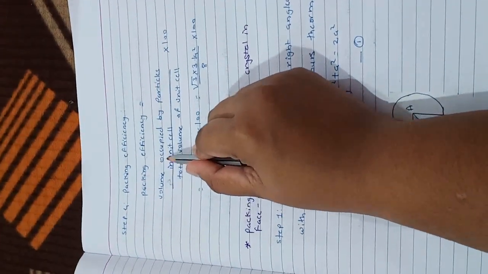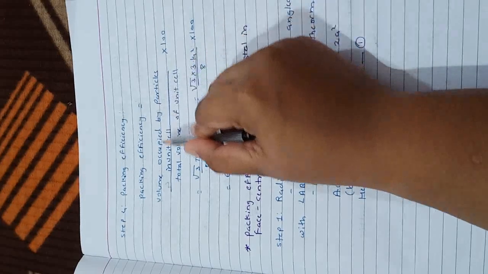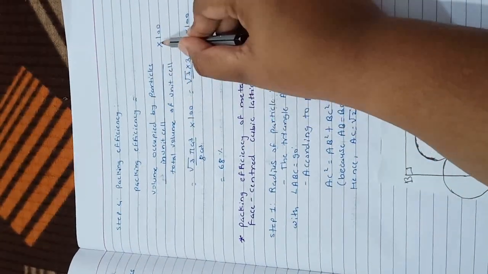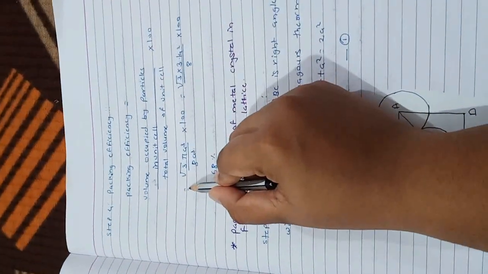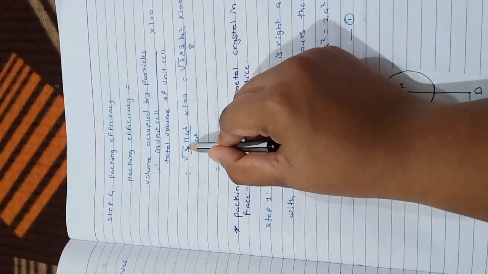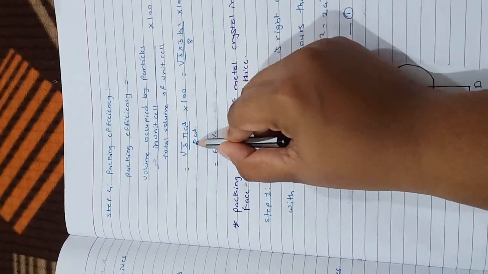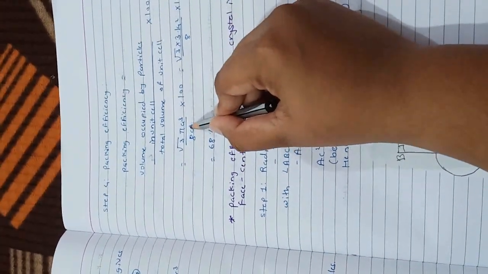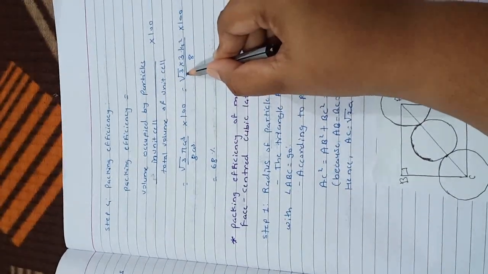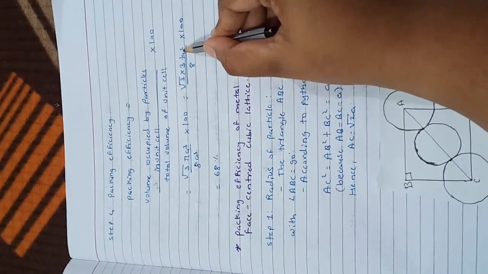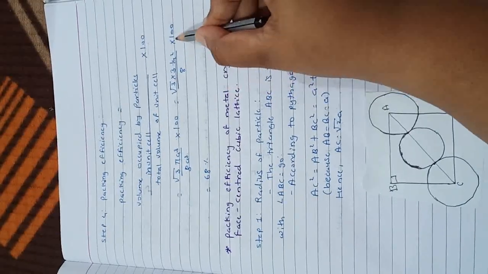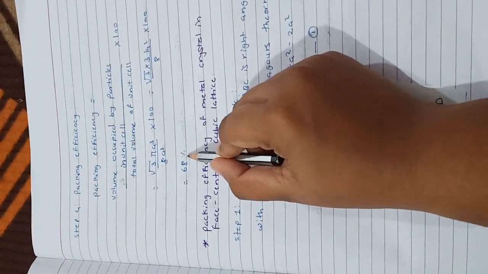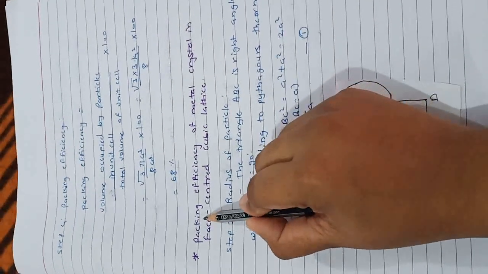Last step, packing efficiency. Packing efficiency equals volume occupied by particles in unit cell divided by total volume of unit cell into 100. Therefore root 3 into pi a cube upon 8 a cube into 100. So a cube cancels. Therefore root 3 into 3.142 upon 8 into 100 equals 68%.